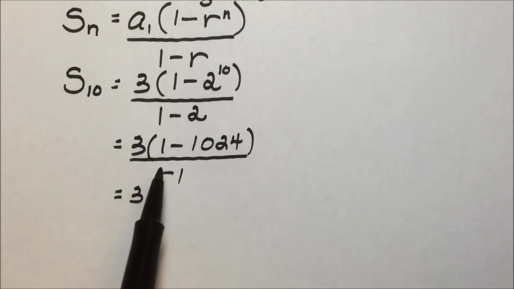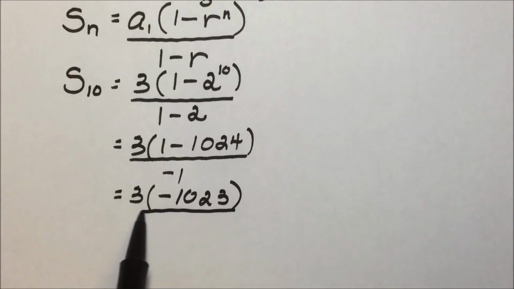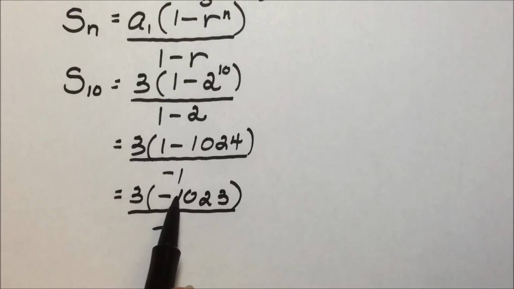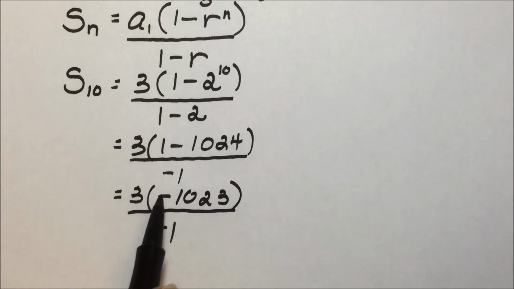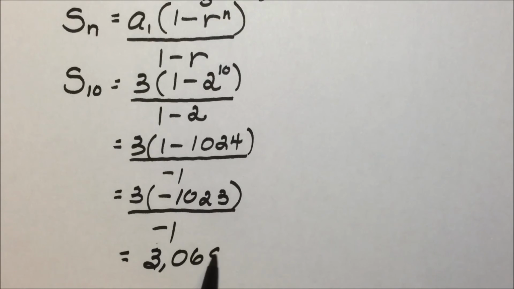Simplifying further in the parentheses, 1 minus 1024, or plus a negative 1024, leaves us with a negative 1023 over negative 1. Multiplying a negative times a positive in the numerator gives us a negative. Divided by a negative is going to cancel out the negatives. Dividing by 1 doesn't change anything, so our final step will be to multiply 3 times 1023, and it turns out the sum of those first 10 terms in this geometric sequence is 3069.